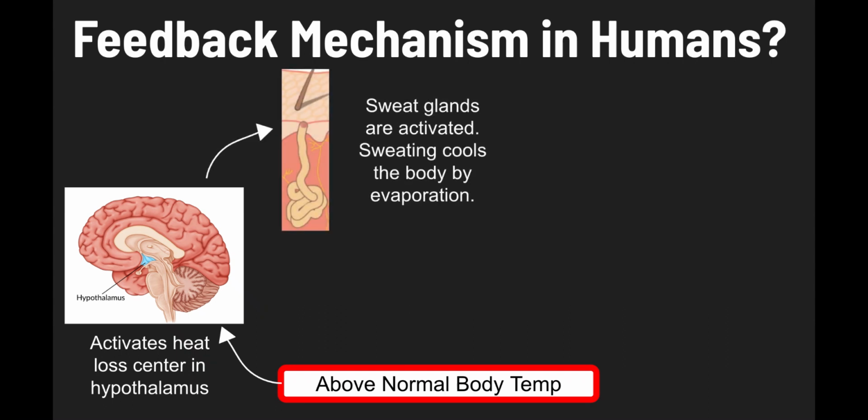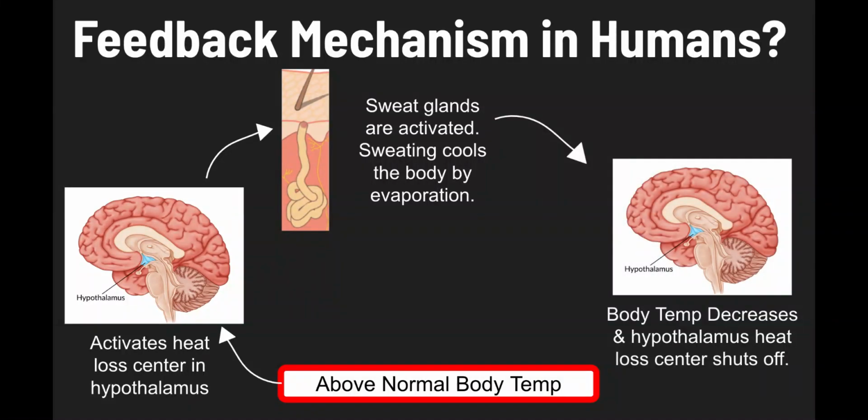And the brain then sends a signal to your sweat glands, and it activates your sweat glands. And the sweat cools the body by evaporation. And when your body temperature decreases in response, the hypothalamus heat loss center shuts off. And eventually you get restored. When you continue this process long enough, it restores you back to your normal body temperature.